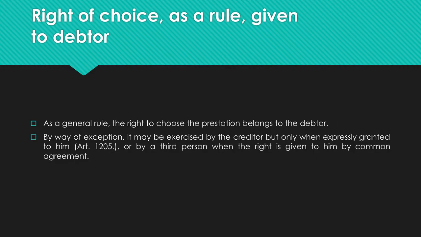So, as a general rule, kung wala namang pinag-usapan, it's always the debtor who will choose which of the obligations he will comply with. But if it is expressly granted to the creditor in the contract, then it can be the choice of the creditor. Or it could also be the choice of a third person if it is also expressly agreed upon by both parties previously. Okay?